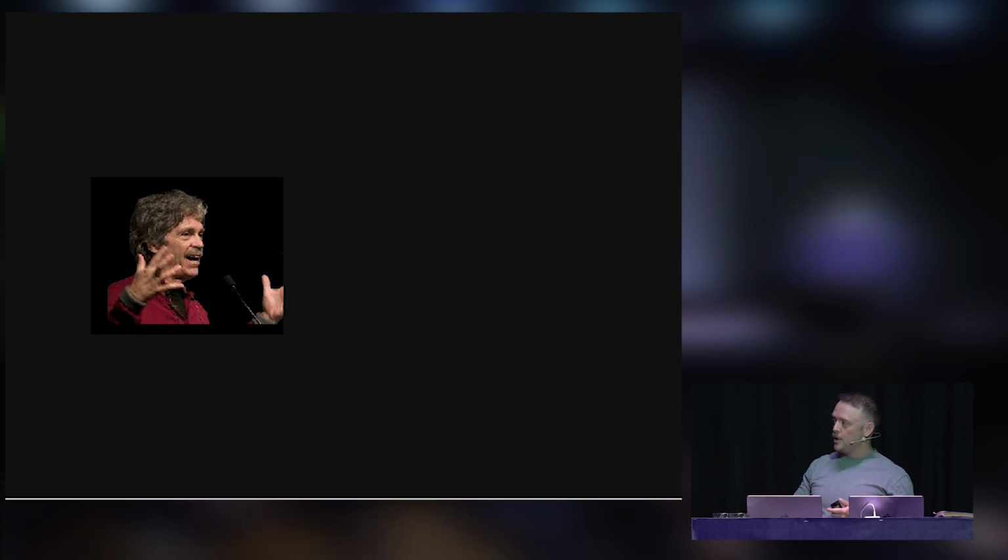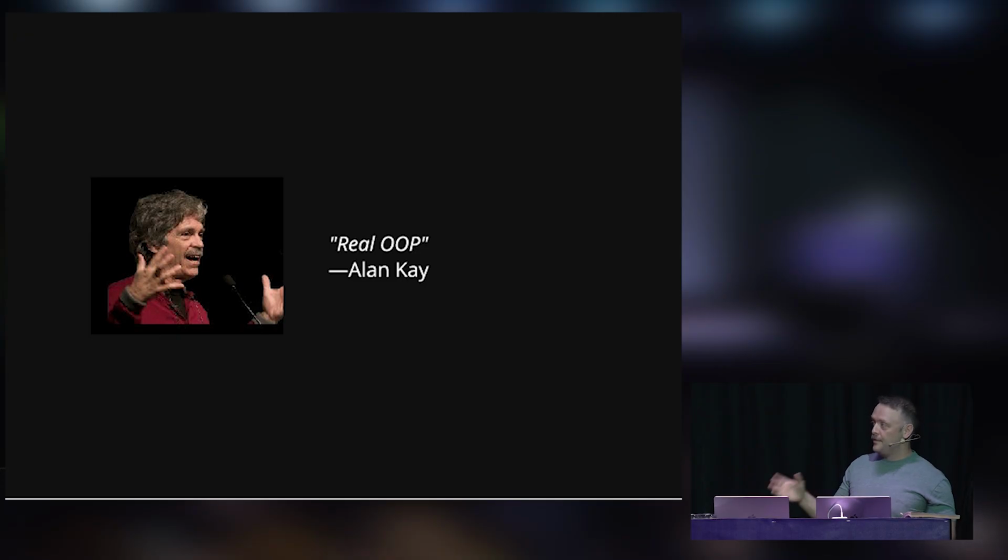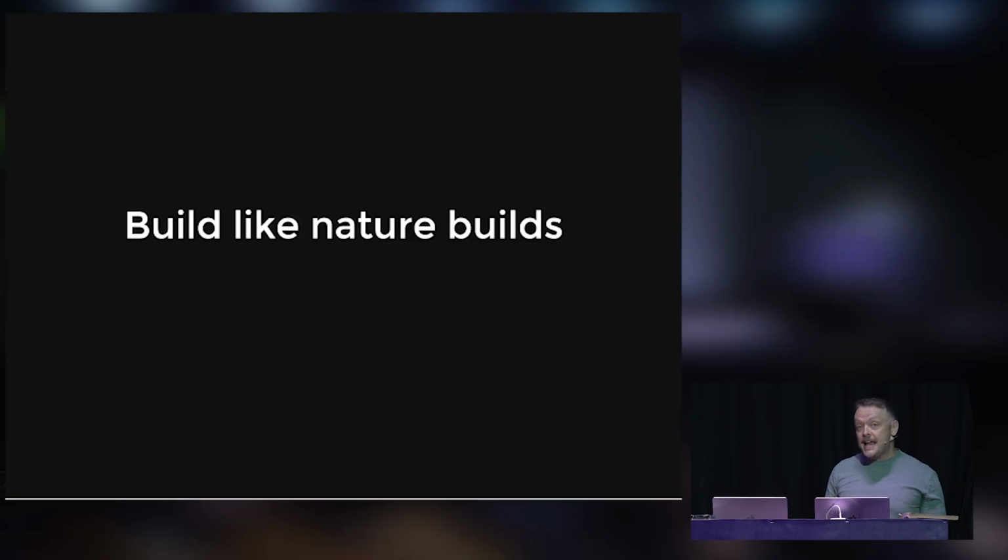When C++ came out, people started to write what they were calling object-oriented code, and they would write long procedural blobs of code, occasionally talking to classes and using them as getters and setters for data. And Alan Kay, who coined the term object-oriented programming and is one of the creators of Smalltalk, started to use the phrase real object-oriented programming to differentiate their ideas from what everybody else was doing. His main idea was that we should be building like nature builds.